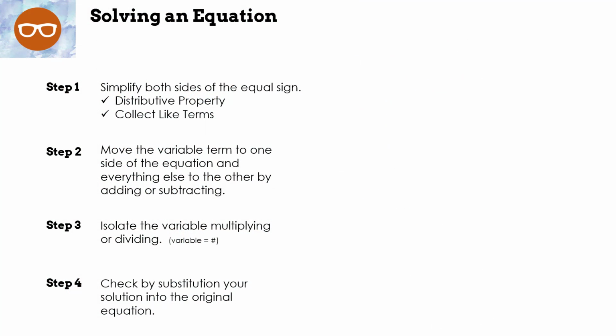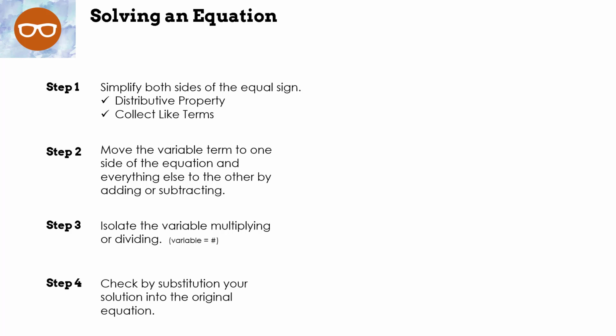Well, the first step we want to do is simplify both sides of the equal sign. That means we're going to use the distributive property and collect like terms. The second step is to move the variable term to one side of the equation and everything else on the other side. And how we do that is by adding and subtracting. Step 3 is to isolate the variable by multiplying or dividing.